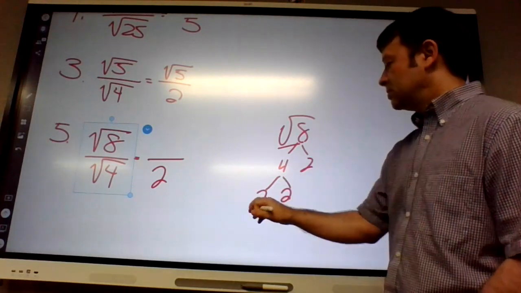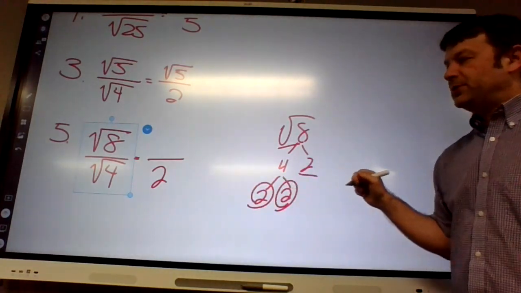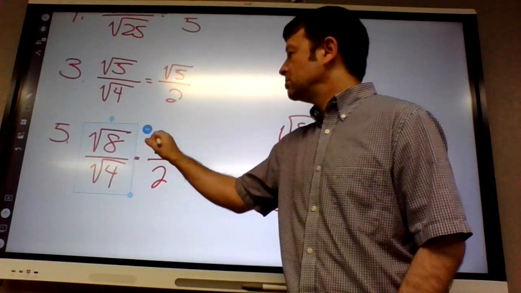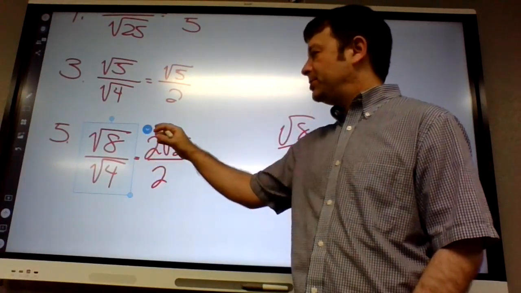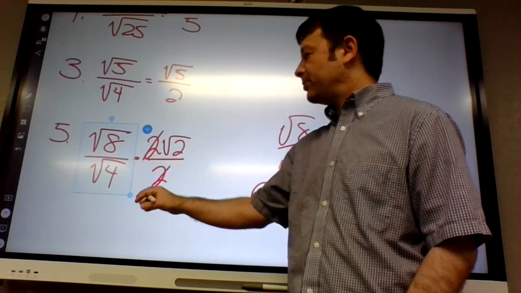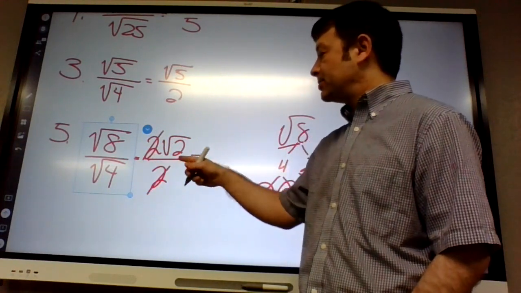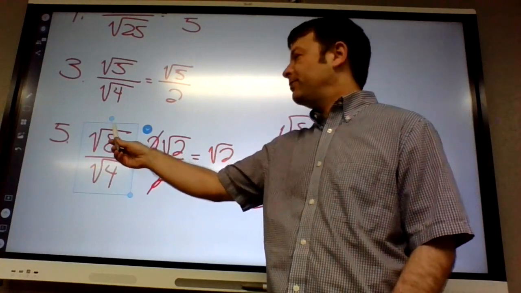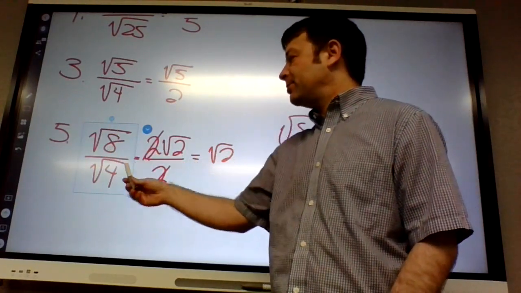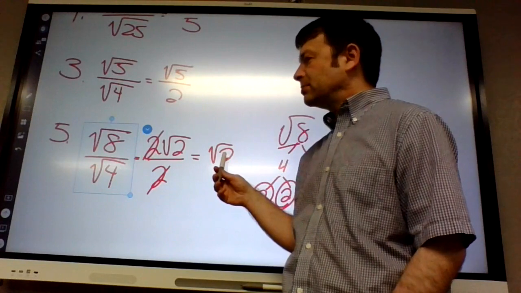Square root of 8 is 2 square root of 2. Okay, and then the 2's cancel out. 2 and 2 can actually divide because those are both real rational numbers. So it's just square root of 2. Now, it was a lot easier if we just did square root of 8 divided by square root of 4, which is square root of 2.